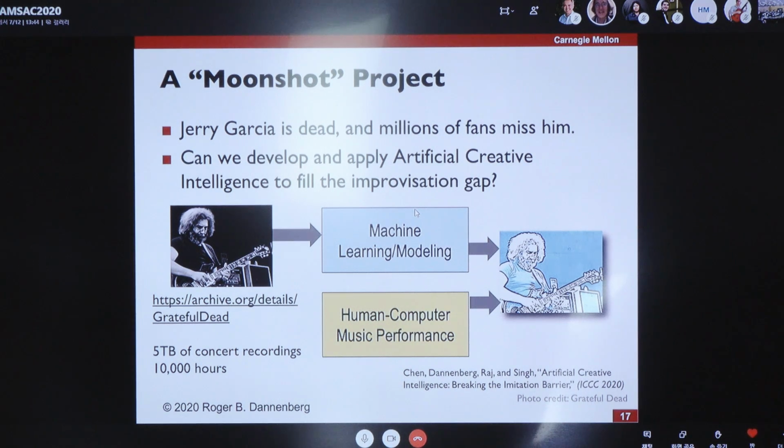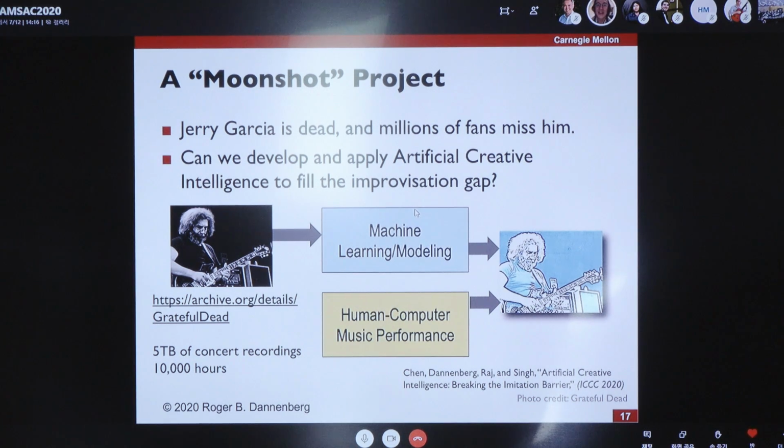And this is that Jerry Garcia, who was the guitar player and composer with the Grateful Dead, is no longer with us, and millions of fans miss him. So the question is, can we develop and apply artificial creative intelligence to fill the gap that he has left? There are 5 terabytes of concert recordings of the Grateful Dead. It's 10,000 hours.